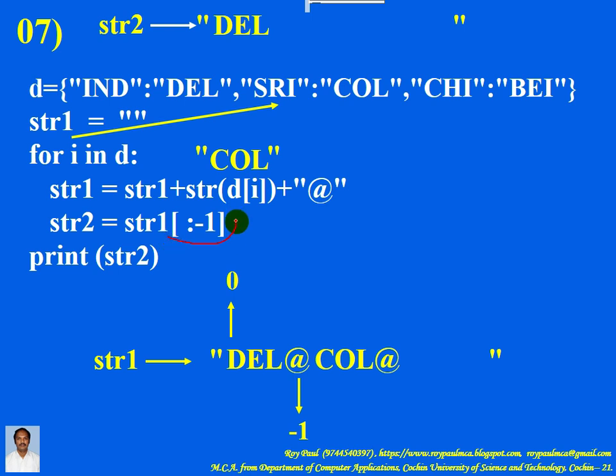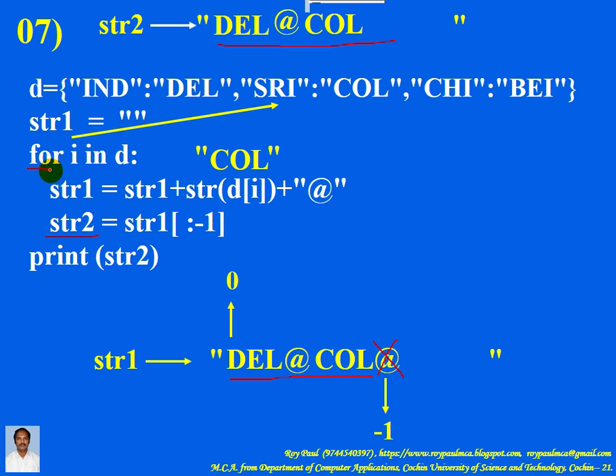Now this is slicing operator. It returns all the characters starting from the first index. First index is not given, so from the beginning up to -1, but -1 is excluded. So this is beginning, index 0, up to -1. This is the character corresponding to -1, but -1 is excluded. So you get DEL@COL, that is assigned to str2. So now str2 becomes DEL@COL.